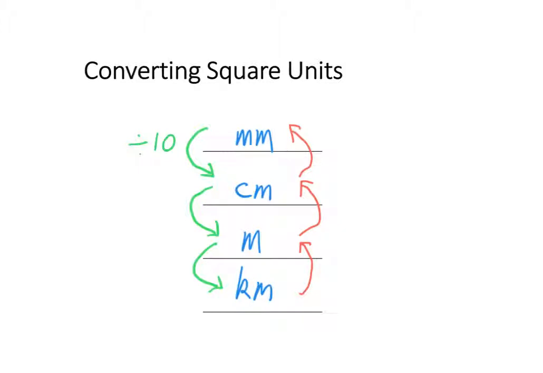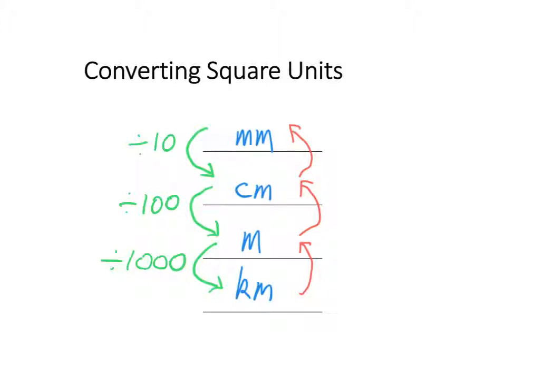If we're converting in linear form, to go from millimeters to centimeters, we would divide by 10 because there's 10 millimeters in a centimeter. To go from centimeters to meters, we would divide by 100 because there's 100 centimeters in a meter. And if we're going from meters to kilometers, we would divide by 1,000 because there's 1,000 meters in a kilometer.